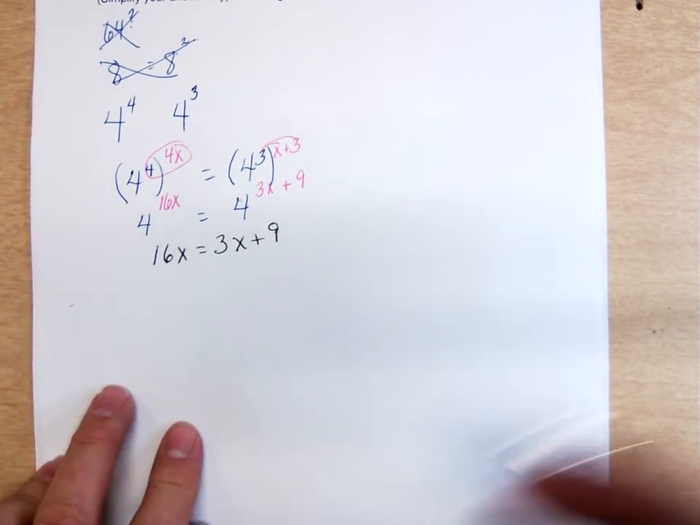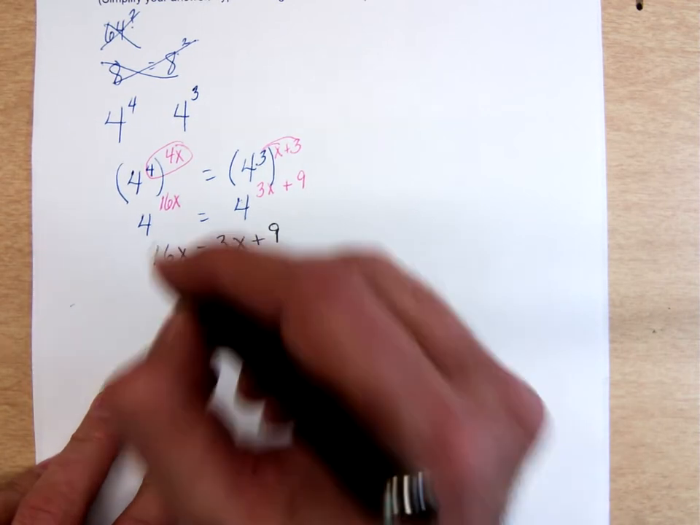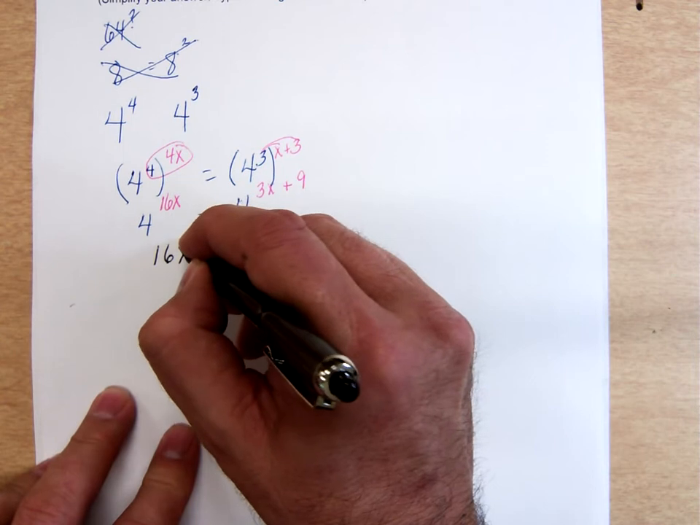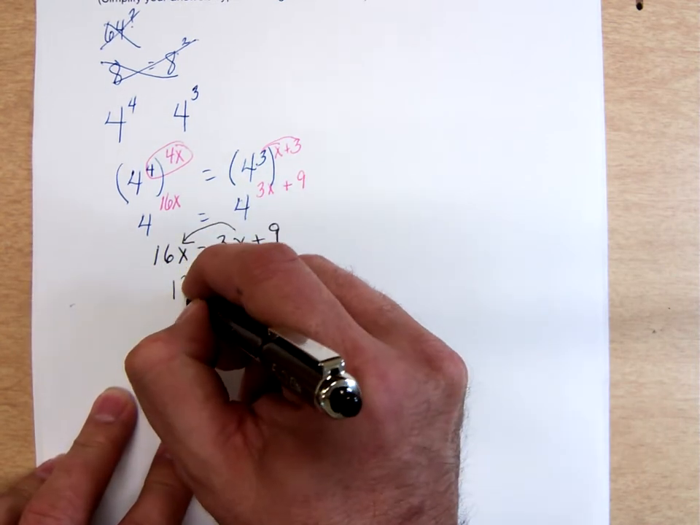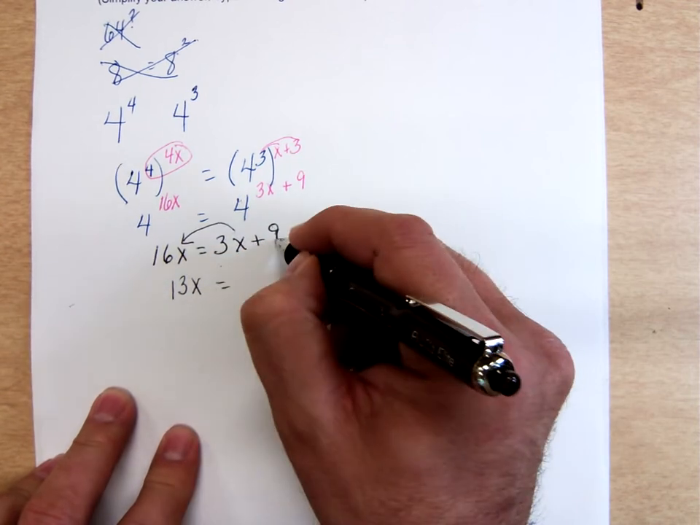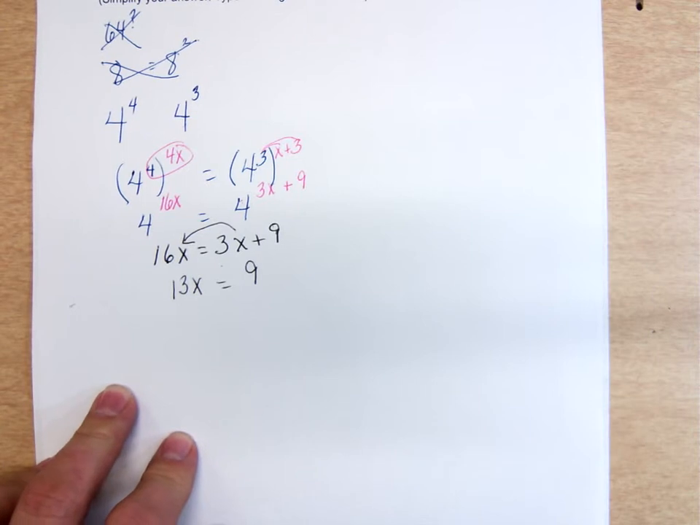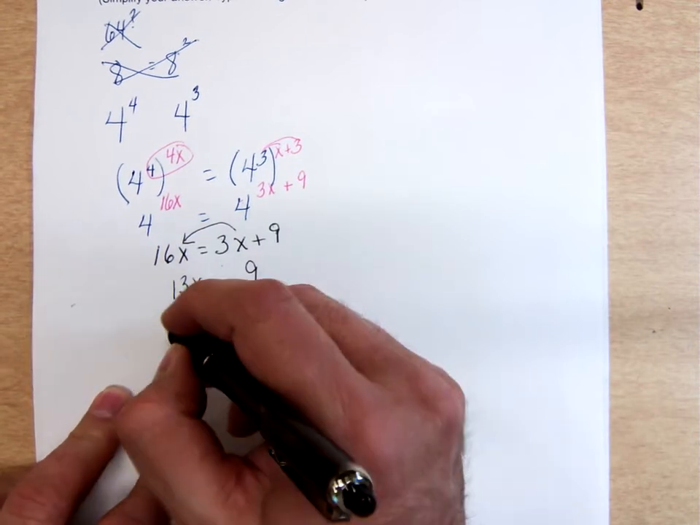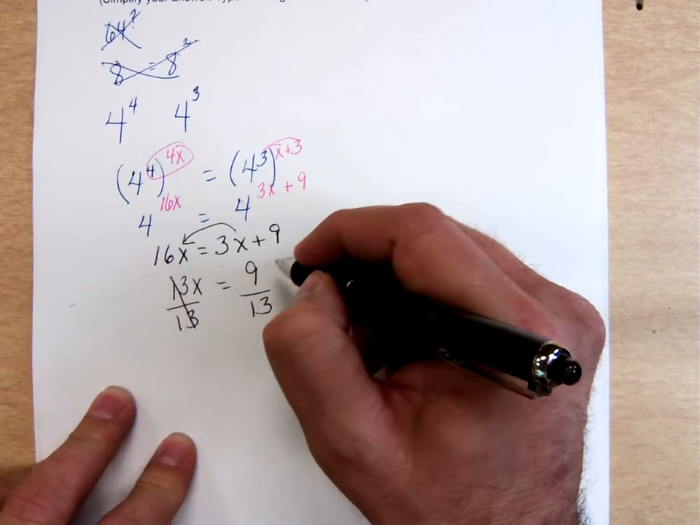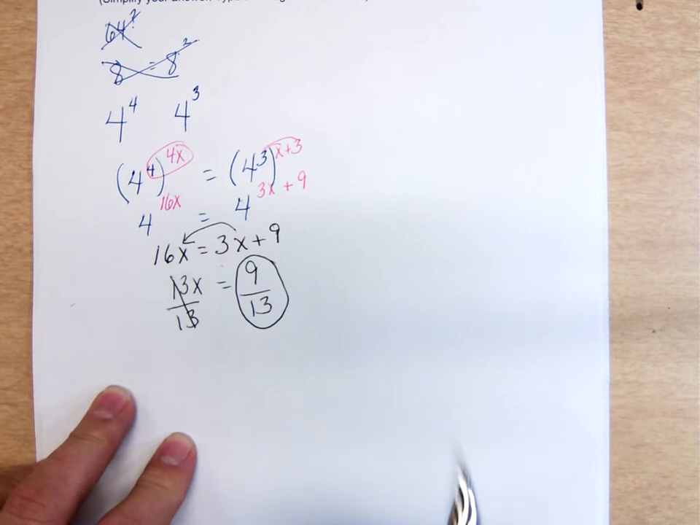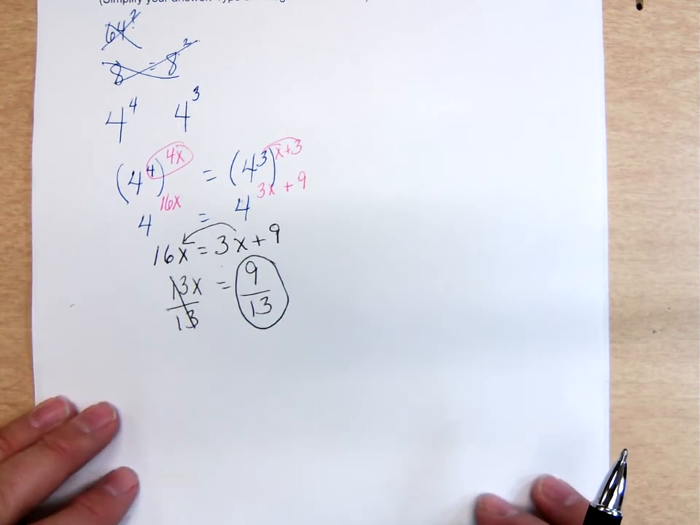And it's a linear equation, so isolate the x. I'll subtract 3x, so I have 13x on the left. And I already have the constant, the 9, by itself on the right. What do I need to do? Well, divide both sides by 13. Okay. Any questions there?